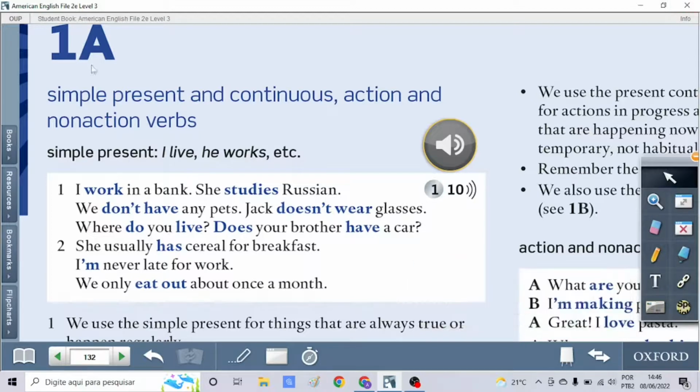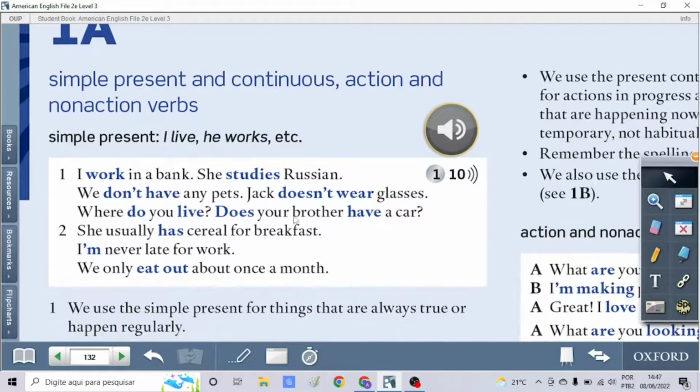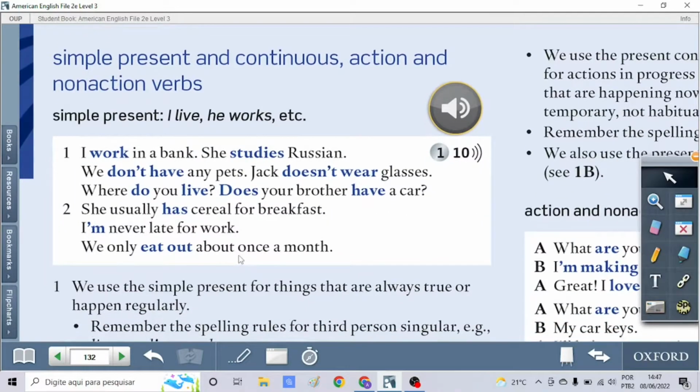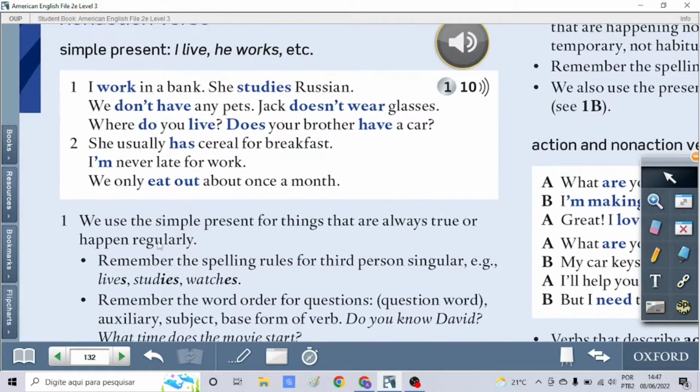Great. So this first part, we are reviewing the simple present. I live, he works, we use do, does, don't, doesn't. Also, we use the verb to be, am, are, is. So we use the simple present for things that are always true or are happening regularly.